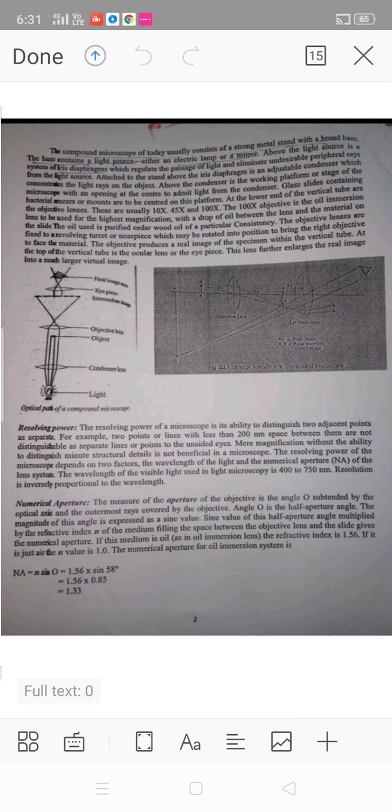The objective produces a real image of the specimen within the vertical tube. At the top of the vertical tube is the ocular lens or the eyepiece. This lens further enlarges the real image into a much larger virtual image.